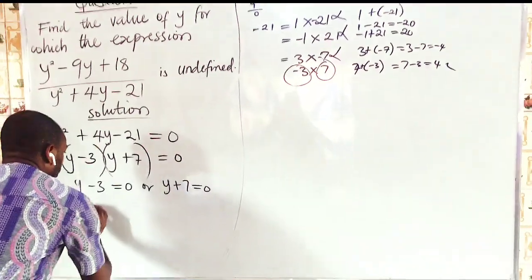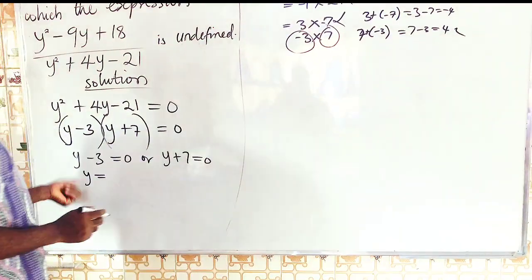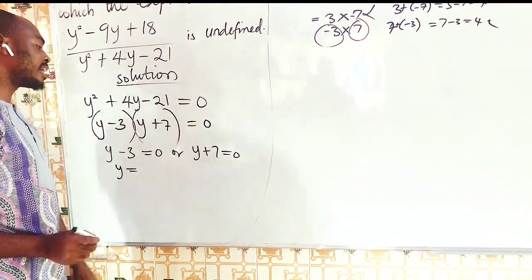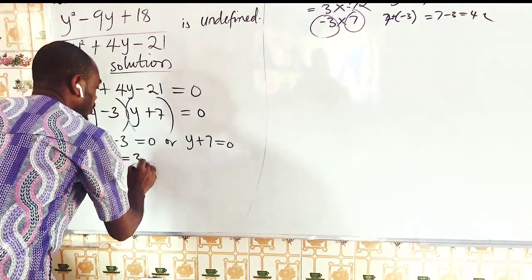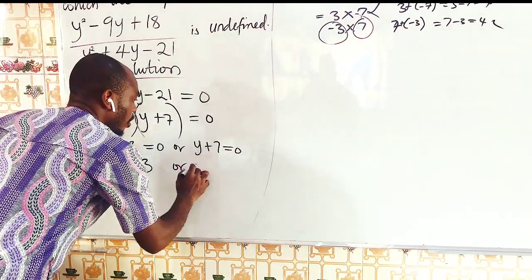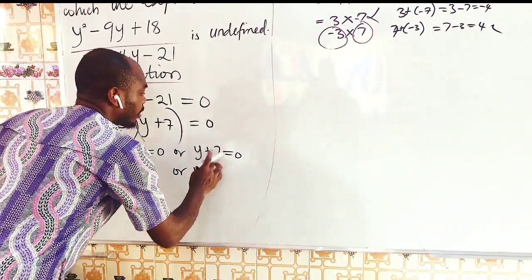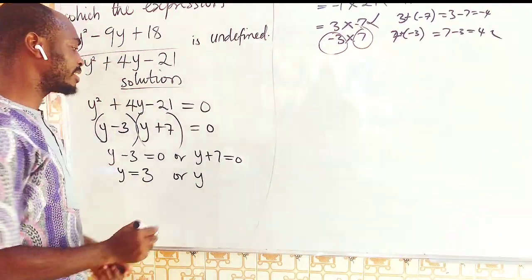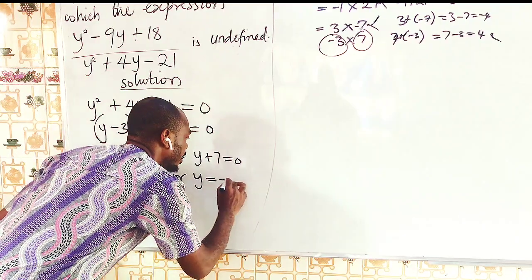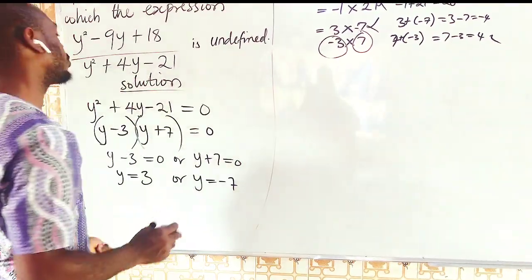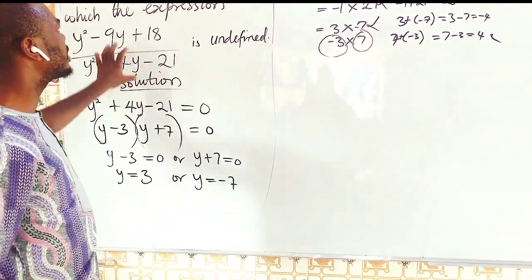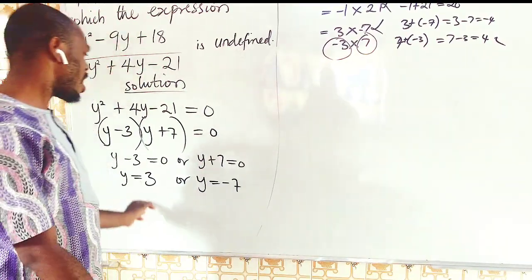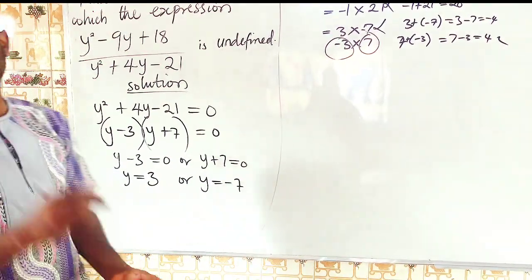So what happens now is y equals, we take negative 3 to the other side and that will become positive 3. Or we take positive 7 to the other side, collecting like terms, and it becomes negative 7. So the two values that can make this expression undefined are 3 and negative 7.